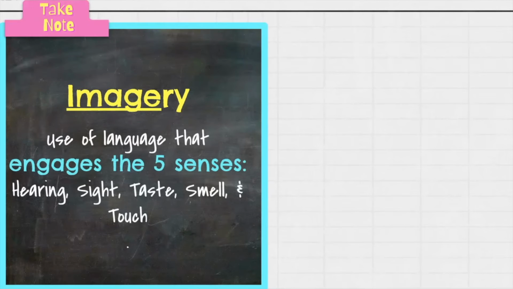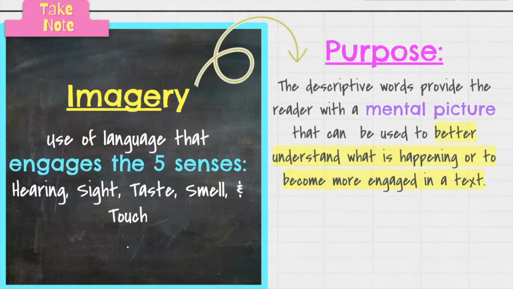We have imagery, which I absolutely love. I underline the word image. It's the use of language that engages the five senses: hearing, sight, taste, smell, and touch. And it creates an image in your head. So the descriptive words provide the reader with a mental picture, and it can be used to better understand what is happening or to become engaged in the text.